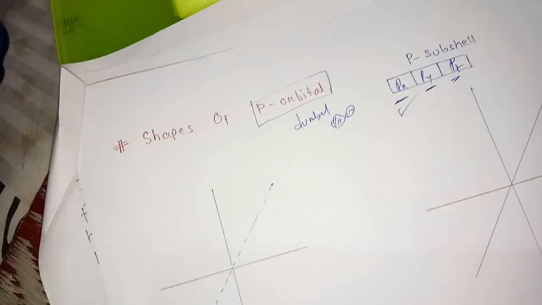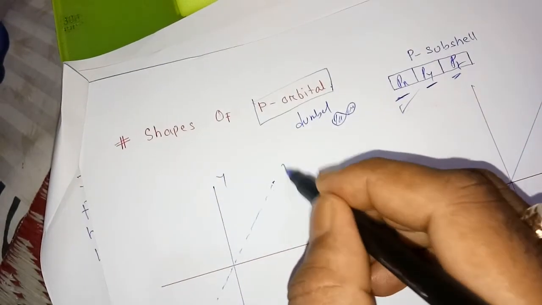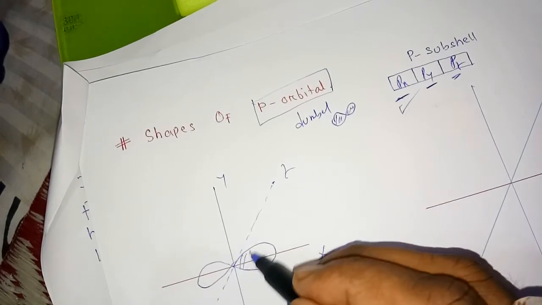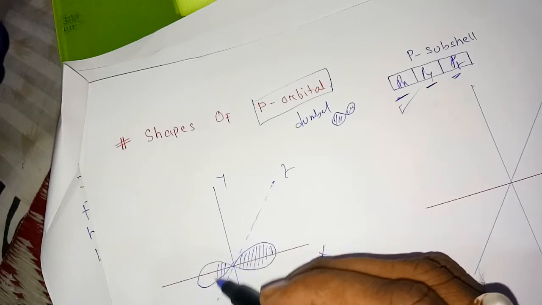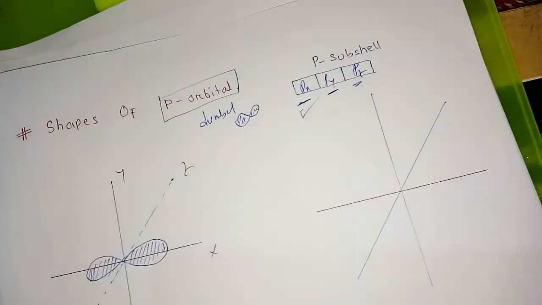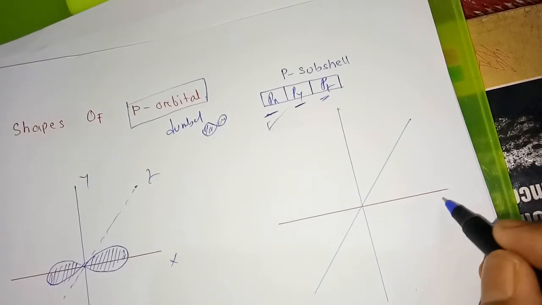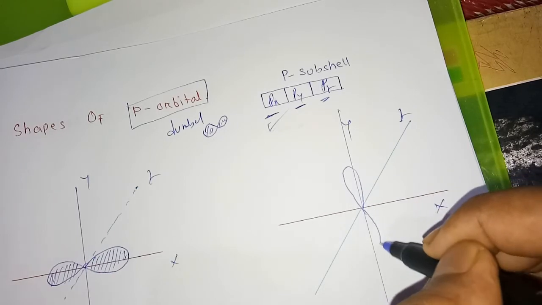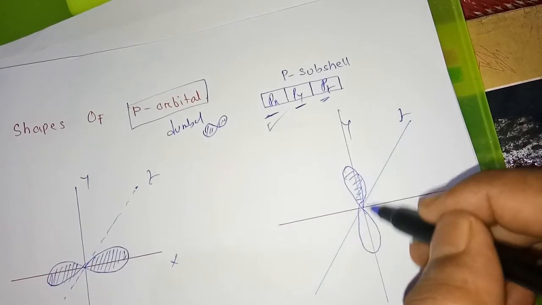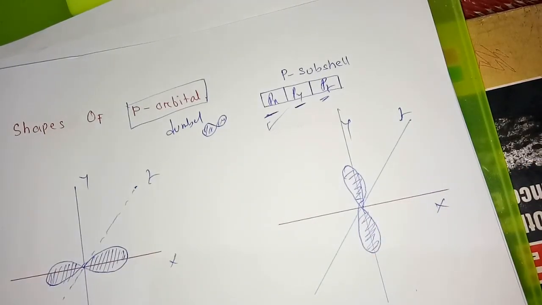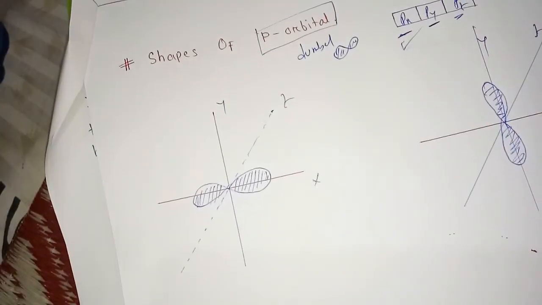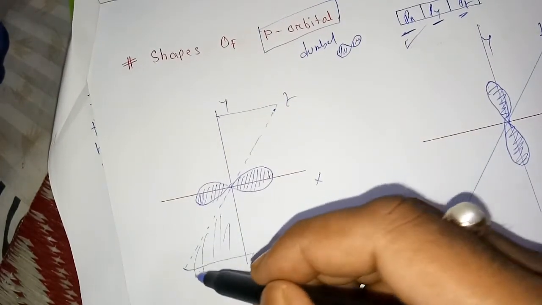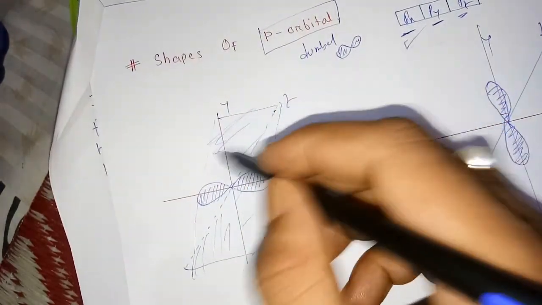If I want to draw px, this is your x axis, this is y axis, this is z axis. So this is your px orbital. Now if you want to draw Py, this is x-axis, this is y-axis, this is z-axis. The Py will be like that. It means in the y-axis. Now one point to remember, once you have drawn the Px, then this plane consists of this one. This is a plane. On this plane there is no electron.